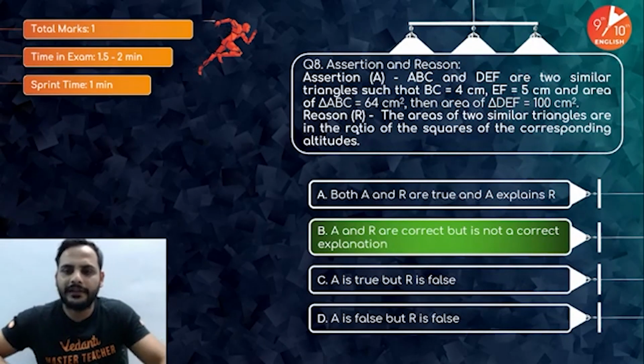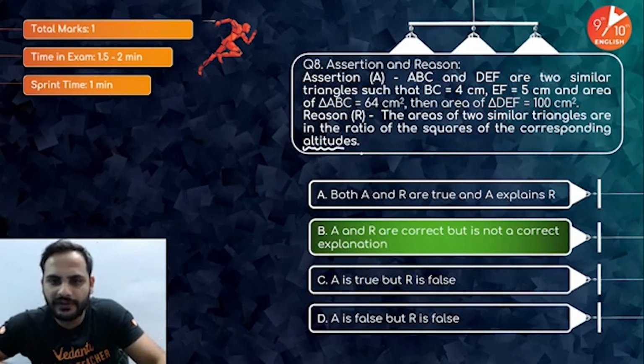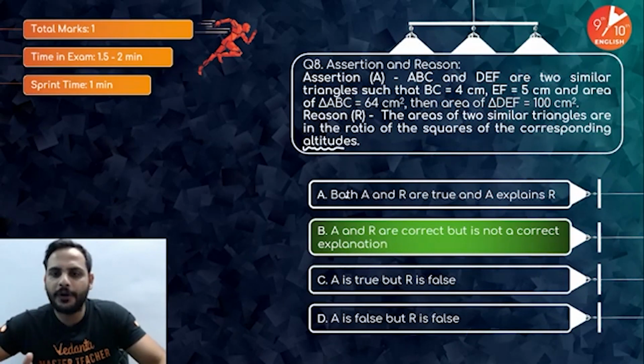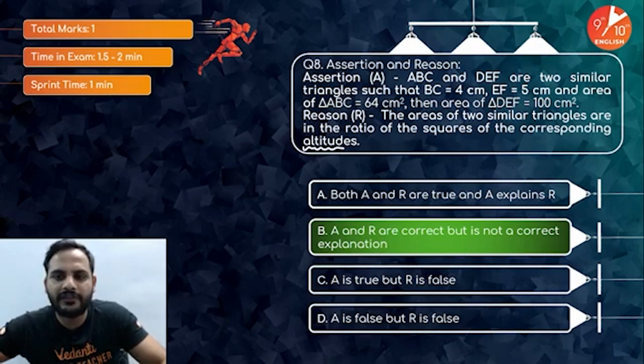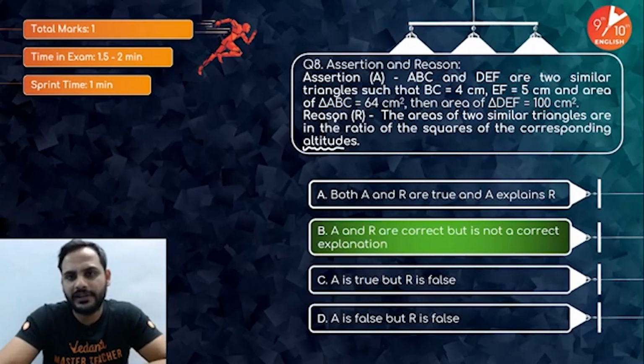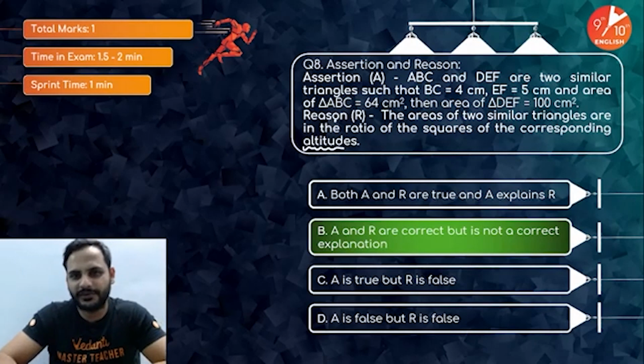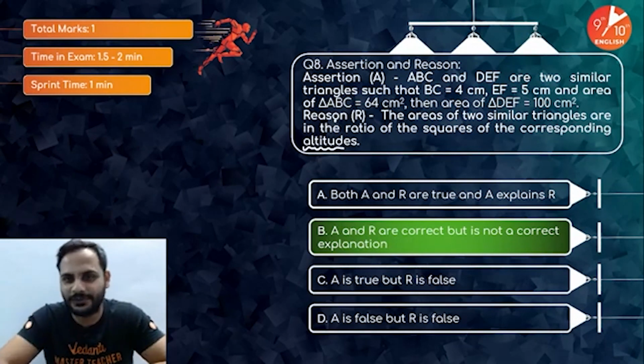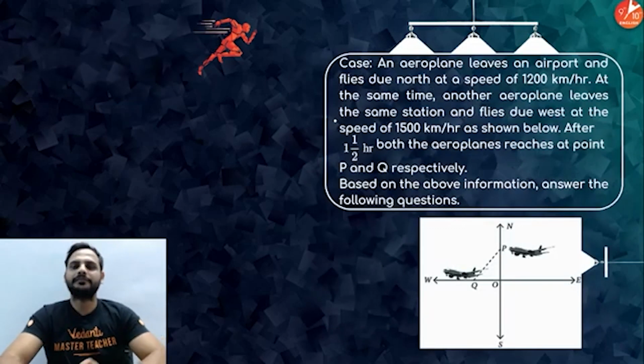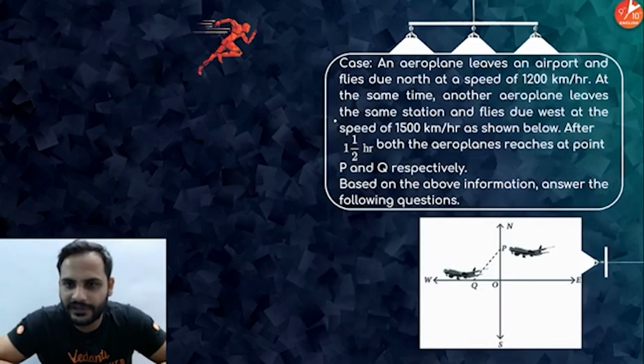What I am saying is that in place of altitude, suppose here the sides would have been written, option A would be correct. Or here, in place of BC and EF, if they would have given the ratio of altitudes, then also I can say both are correct explanation. But here it will not be the correct explanation, because we are taking the ratio of sides and the reason is about the ratio of altitudes. Although at the end it is the same, it is not the correct explanation over here. Okay? Now let's go for the next question.